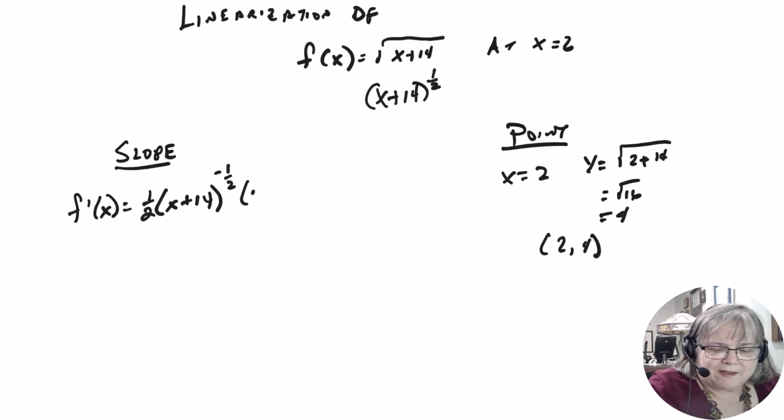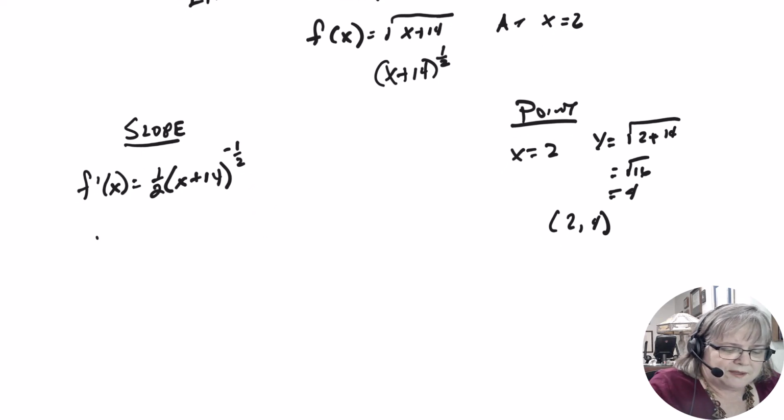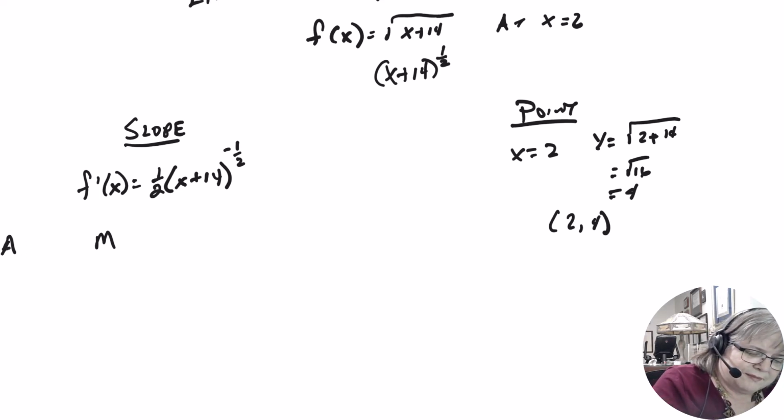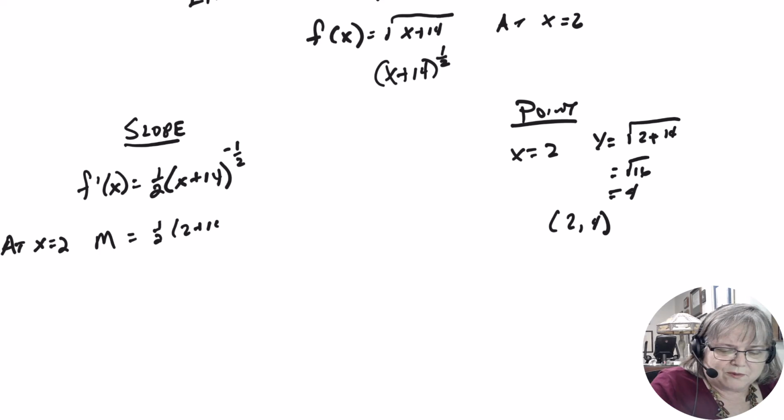Loop back in and take the derivative of the inside, which is just 1, because the derivative of x with respect to x is 1, and the derivative of 14 is 0. Okay, so this is the slope. So at x equals 2, the slope is 1/2 times (2 plus 14) to the negative 1/2 power.